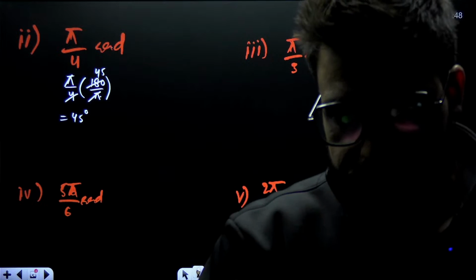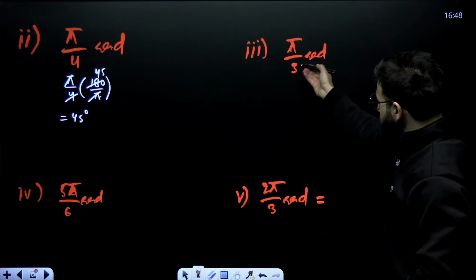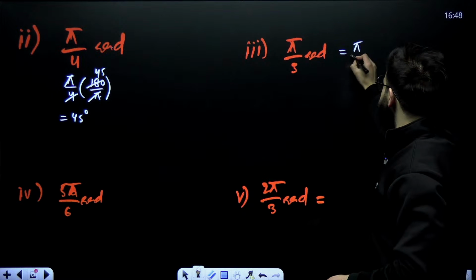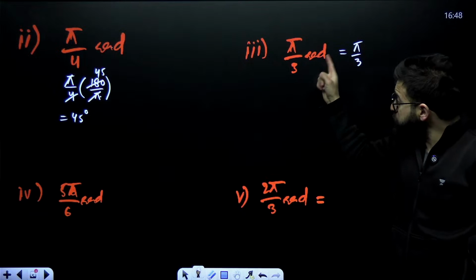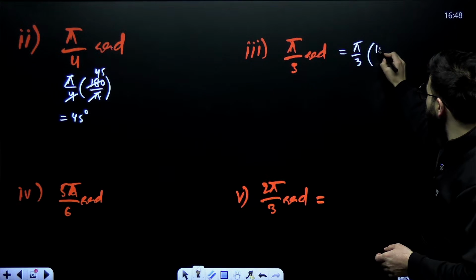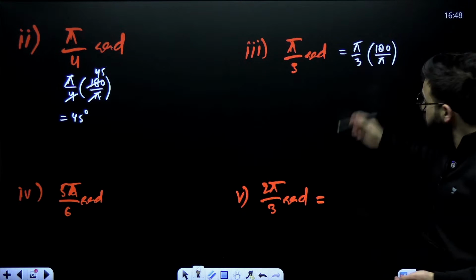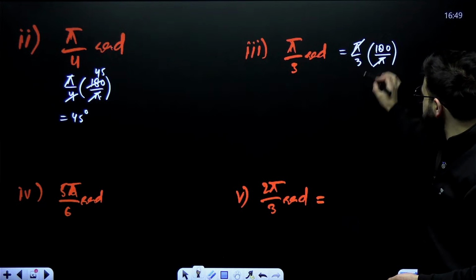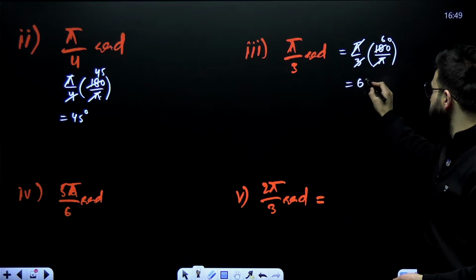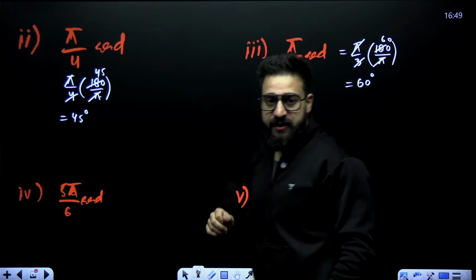Okay. Is this clear, guys? Let's suppose you have pi by 3 radians. How will we write this? Guys, we can write this as pi by 3. And instead of this 1 radian, I just write over here 180 divided by pi. As simple as that. Now, this pi and this pi will cancel. 3 ones are 3, 3 sixes are 60. So, pi by 3 radians is equal to 60 degrees.